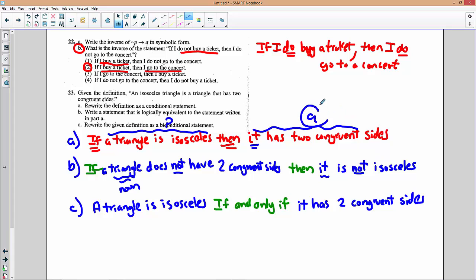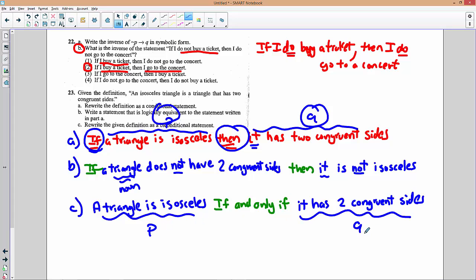Okay, so I took the P, I took the Q, I wrote them both. I did not put if, I didn't use if and then. I just wrote the P, and I wrote the Q at the end, and in between I put if and only if. That's how you write a biconditional statement. On the quiz, don't forget, I'm going to ask you, are the original and the converse true? And then you have to decide if you can write it as a biconditional, okay?